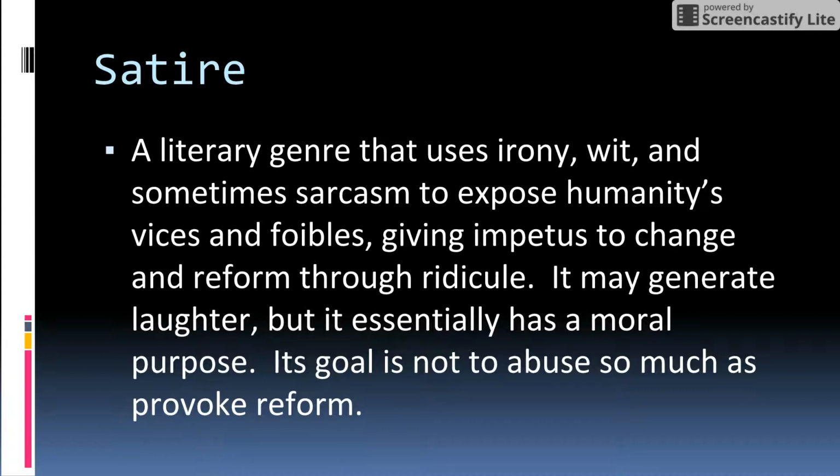Make sure you get all of this definition down because it's very important. Feel free to pause the film as you need to in order to get your definitions down.